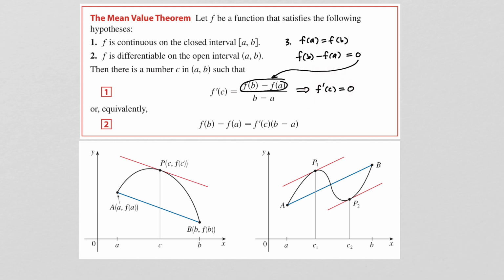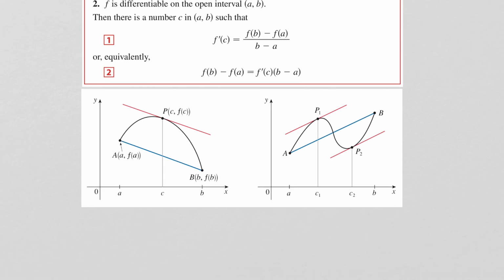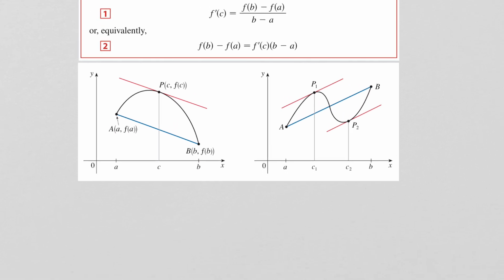All right, now let's focus on the mean value theorem. The mean value theorem does not state that f of a has to equal f of b. And so what is the meaning of the mean value theorem intuitively? Well, let's take a look at a graph.